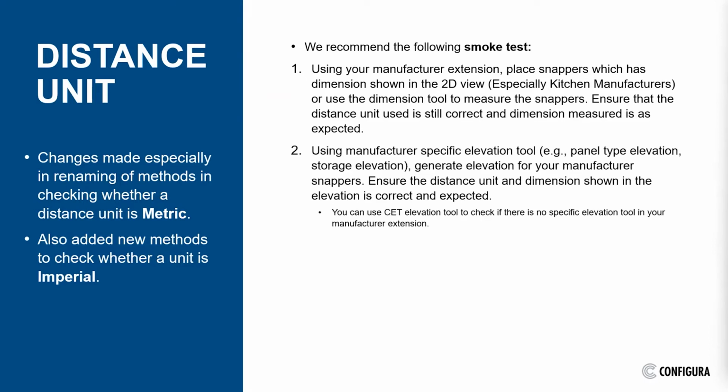So also use manufacturer specific elevation tools, such as panel type elevation or storage elevation. I can only give these two examples that are specified here. There might be more elevation tools that are specific to your extension, so do try those. Generate elevation for your manufacturer snappers. Ensure that the distance unit and dimension shown in the elevation is correct and as expected.